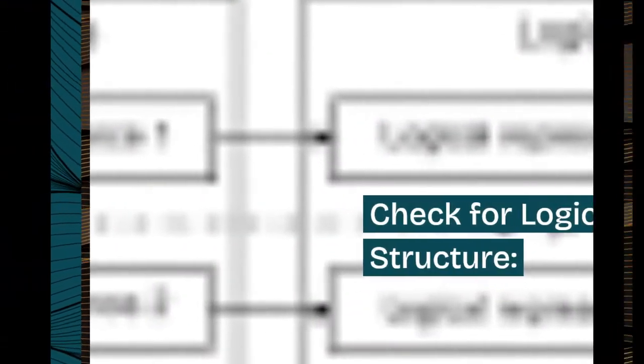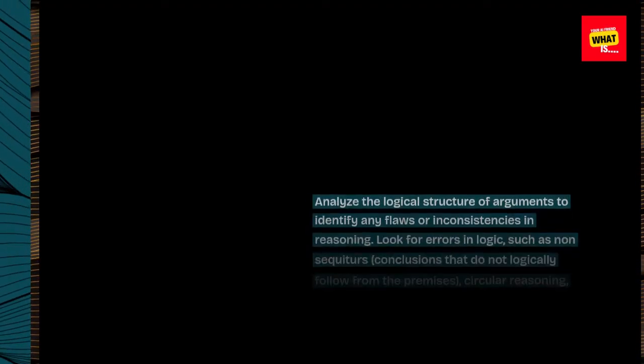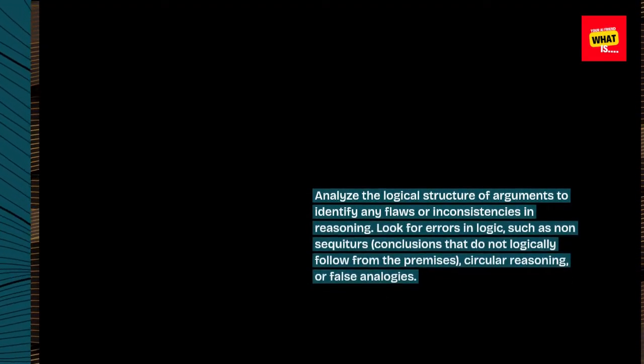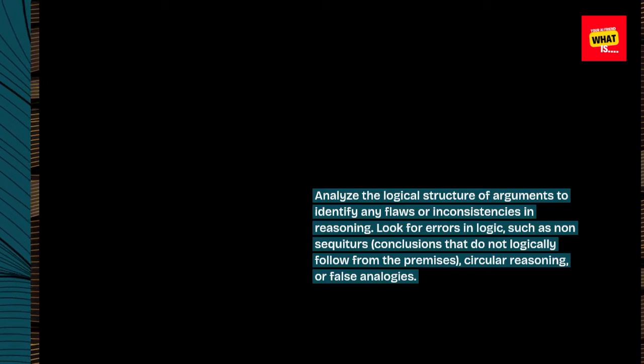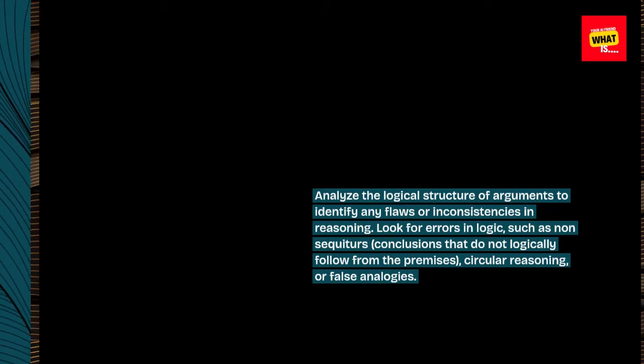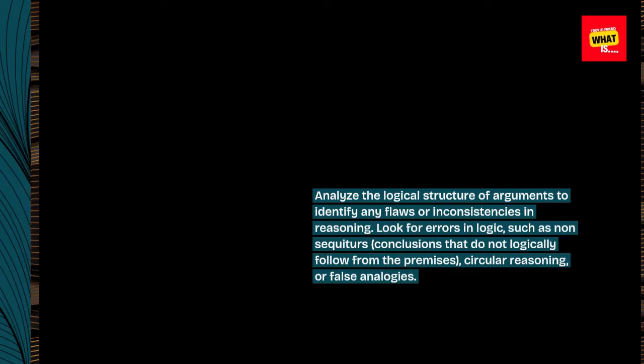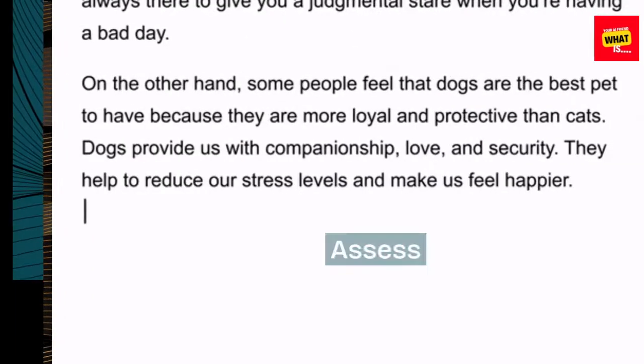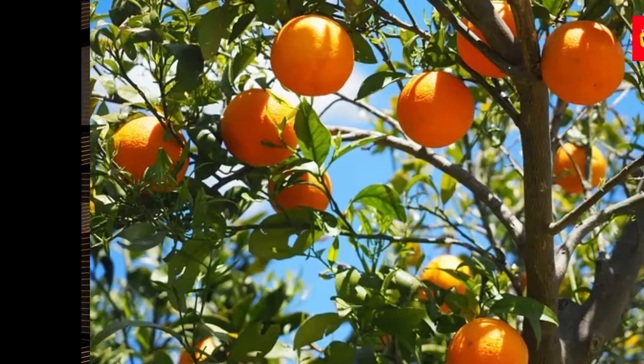Check for logical structure. Analyze the logical structure of arguments to identify any flaws or inconsistencies in reasoning. Look for errors in logic, such as non sequiturs, conclusions that do not logically follow from the premises, circular reasoning, or false analogies.